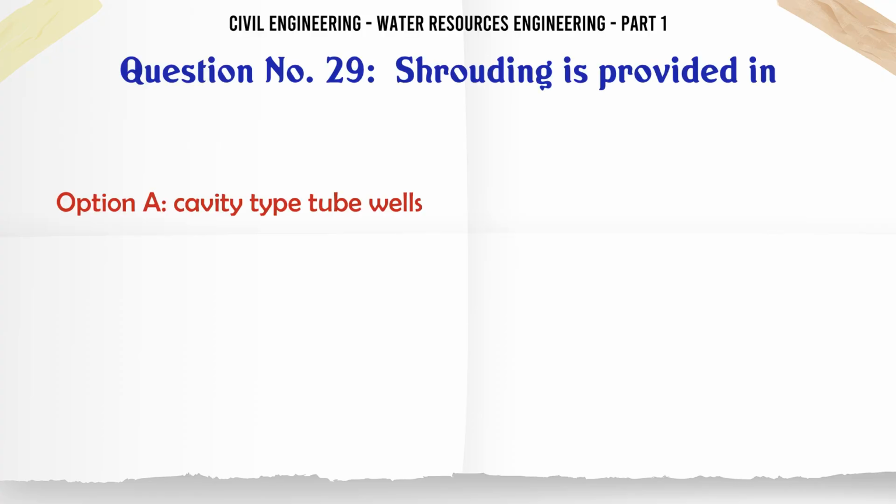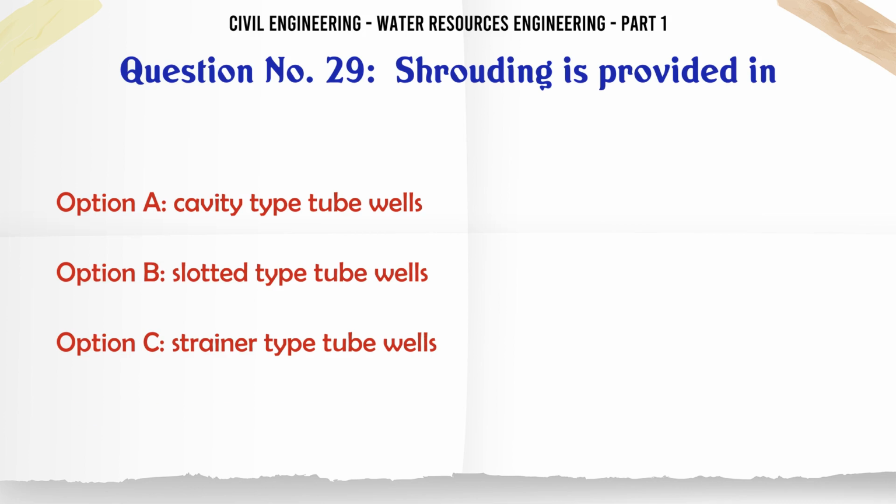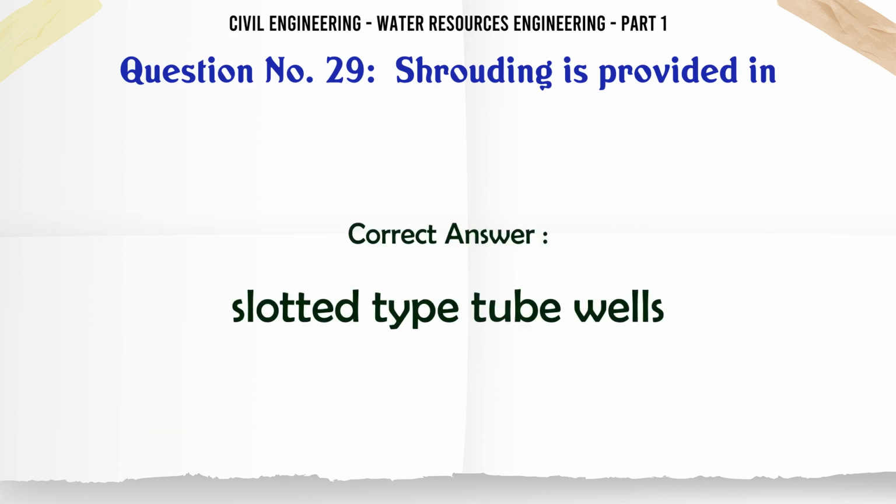Shrouding is provided in: A. Cavity type tube wells, B. Slotted type tube wells, C. Strainer type tube wells, D. Perforated type tube wells. The correct answer is slotted type tube wells.